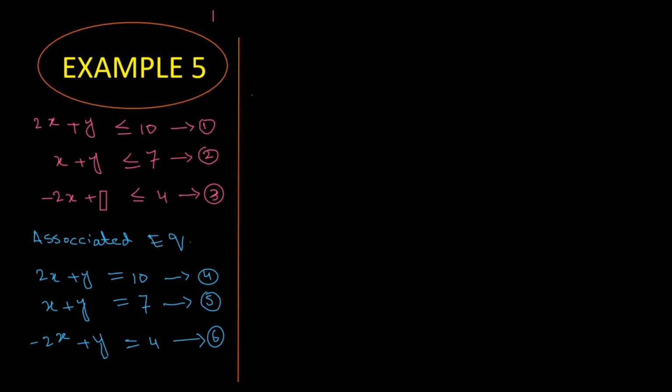Okay, so for x is equal to 0 in equation 4, we can see that if we put x is equal to 0 in 4, we get y is equal to 10. This implies that y is equal to 10. So our point is (0, 10).